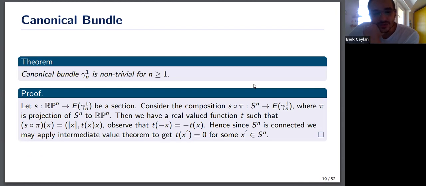Take any section of the canonical line bundle and pull it back to S^n with the composition of S^n to RP^n. Then you get a real valued function t such that t(-x) is equal to -t(x). Then when you take any path between x and -x and apply the intermediate value theorem, you get a zero somewhere on the path. And when you project that zero to RP^n, you get the zero of the section. So every section of the canonical line bundle has a zero, which shows it is non-trivial.